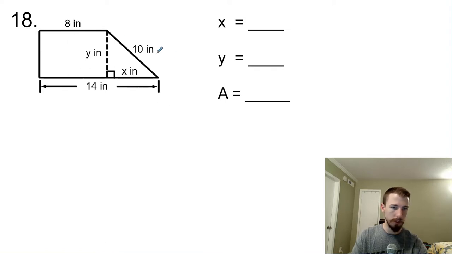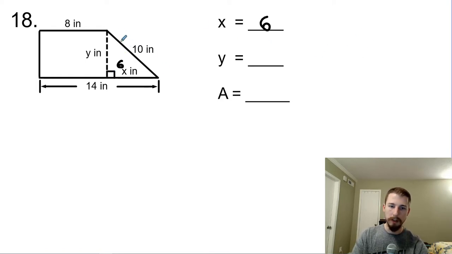So 14 minus 8 is 6, so x is equal to 6. Now that I know this side is 6, I have a right triangle. I'm going to go ahead and fill in 6 here. Now, if I have two sides of a right triangle, I can solve for the third side by using the Pythagorean theorem. So you can set this up.